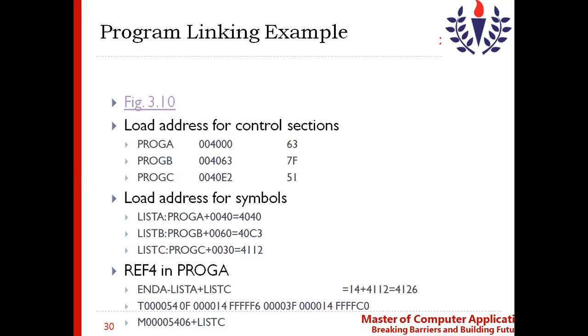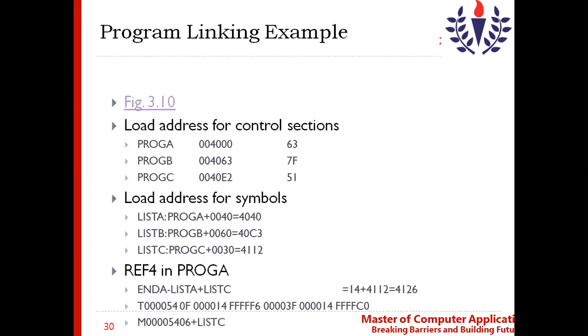Now, when the program is loaded into the memory, the loader has to know the load address, that is, where the program is going to be loaded. Each and every program has a starting address, that is the load address. Program A is given the address, let us say 4000. The length of program A is 63. Continuing from program A, the next program, program B, and then program C will be stored. So the first program is program A, the second is program B, and the third is program C.